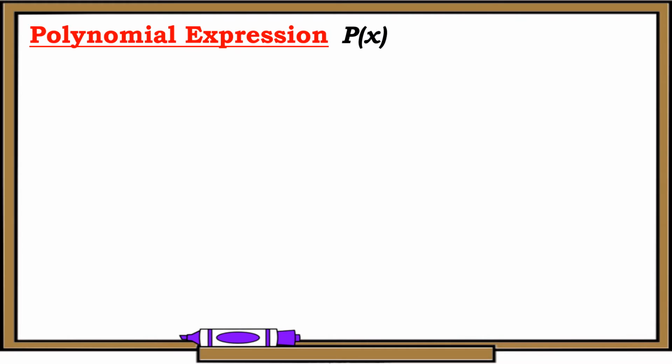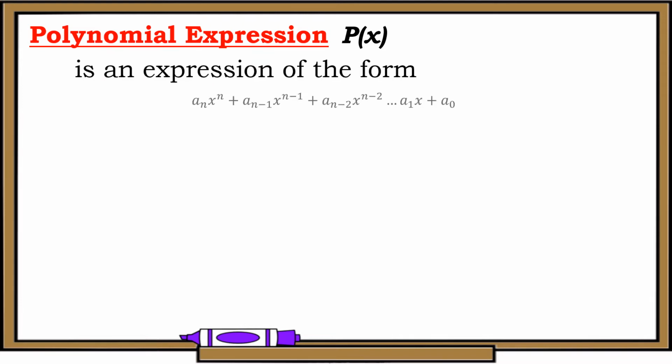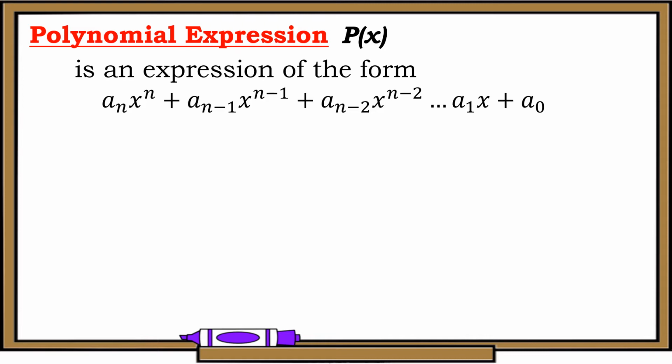A polynomial expression, which is denoted by p of x, is an expression of the form a of n times x to the n power plus a of n minus 1 times x raised to n minus 1 plus a of n minus 2 times x raised to n minus 2 and so on, up to a of 1 times x plus a of 0. So, ang ibig sabihin, yung n dito, yung exponent ng x na n, yun ang degree nung polynomial expression.